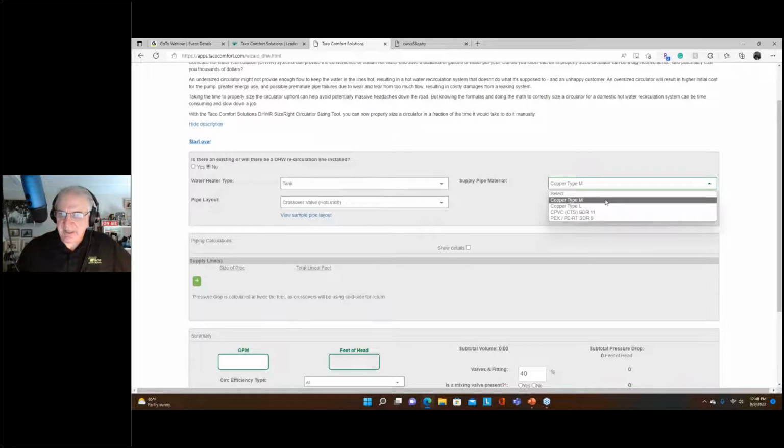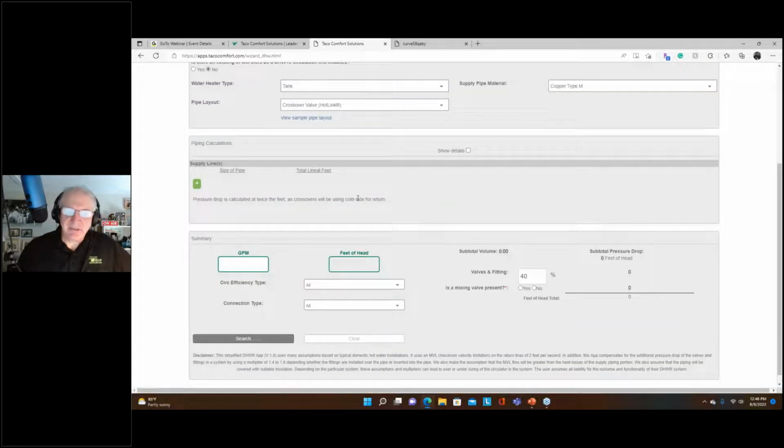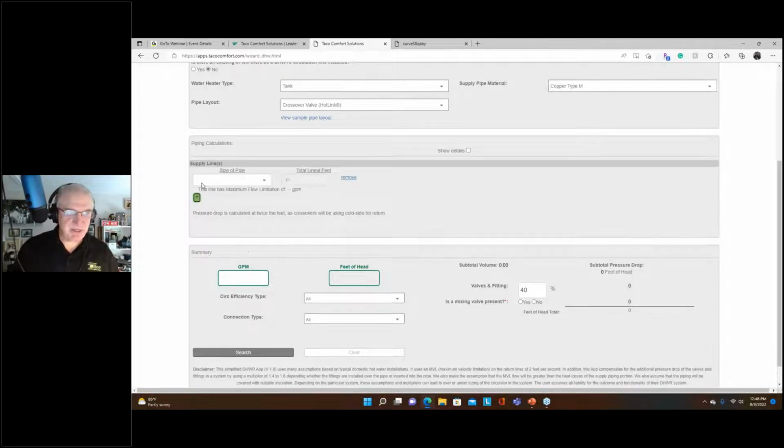So again, let's take a look, and let's use type M copper. Now the piping calculations are easy, right? We only have to do supply, because we only care about getting the water to that hotlink valve, and then the hotlink valve closes. So boom, done. We're not recirculating water all the way back to the water heater. We're just circulating water to that last fixture, and that's all the circulator needs to be sized to do.